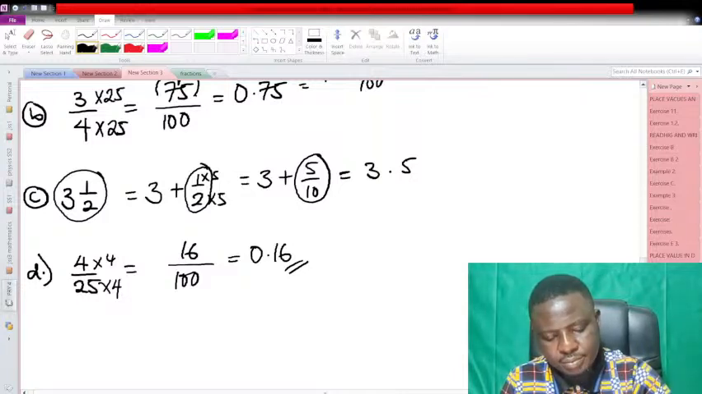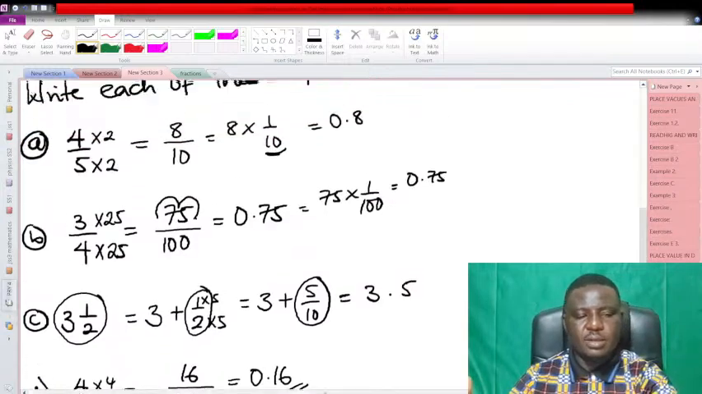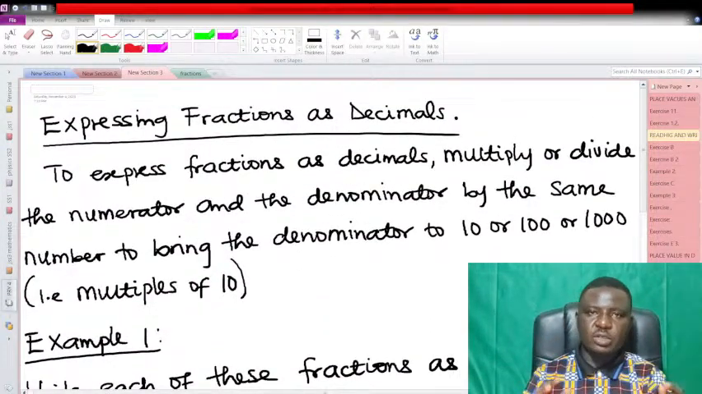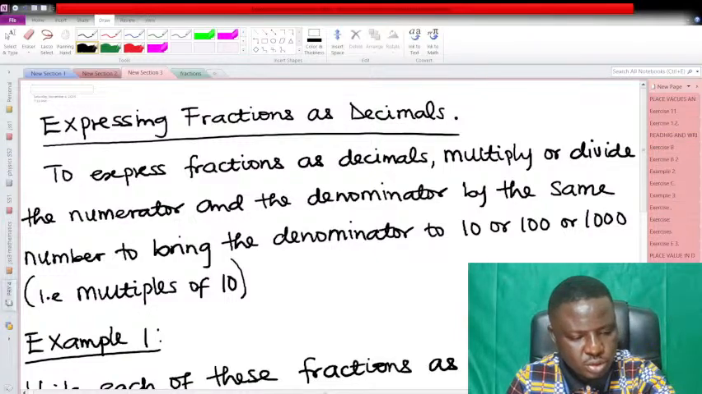So let's go ahead. Now, we have discussed decimal fractions as well as their place values. Let's look at their applications.